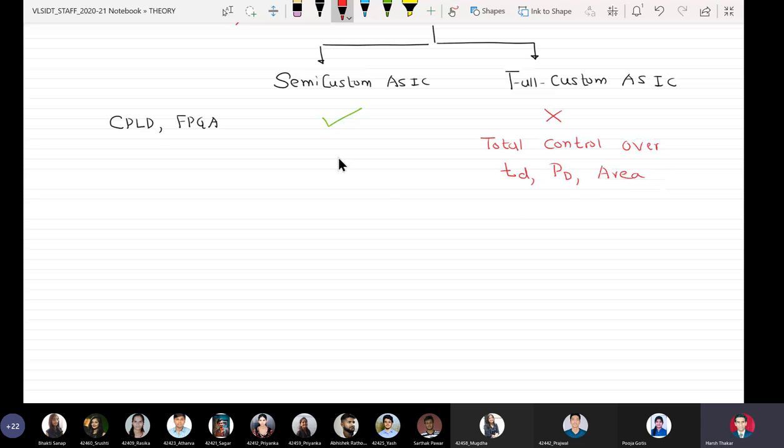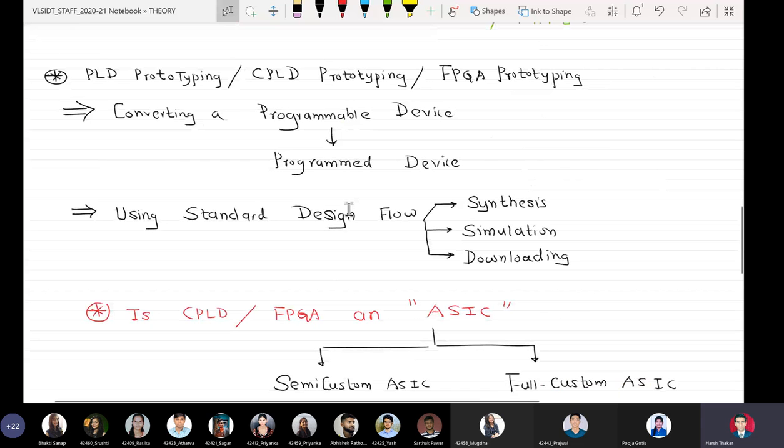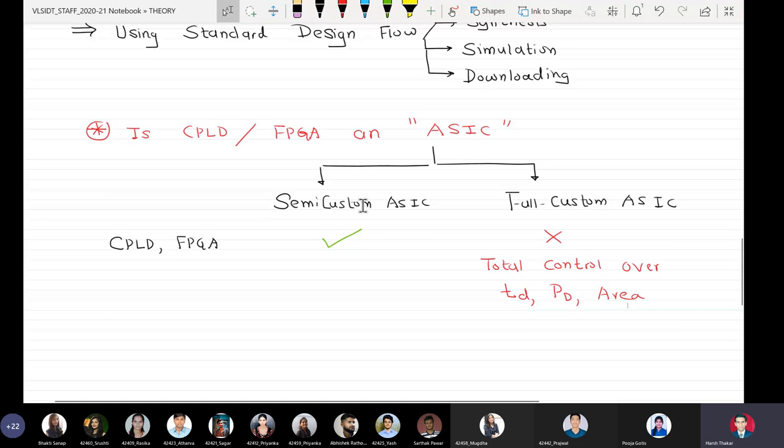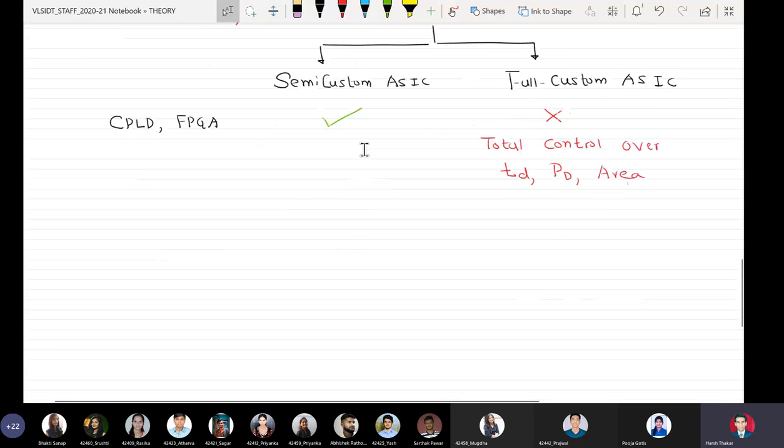But here the problem is that the architecture is standard. CPLD and FPGA are manufactured with a standard architecture by Intel or Xilinx. So you cannot change the architecture. You have to accept the architecture of the PLD. You have to accept the technical limitations of the PLD, and then you have to implement the functionality. Okay, so FPGA and CPLD are called semi-custom ASICs because why? The reason is this.